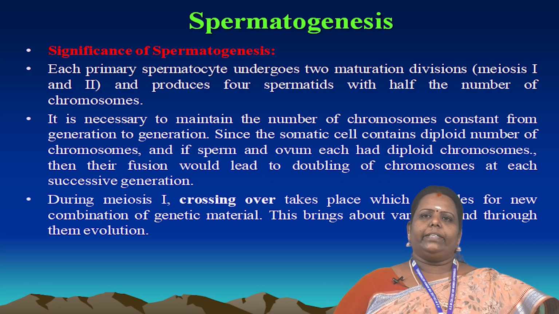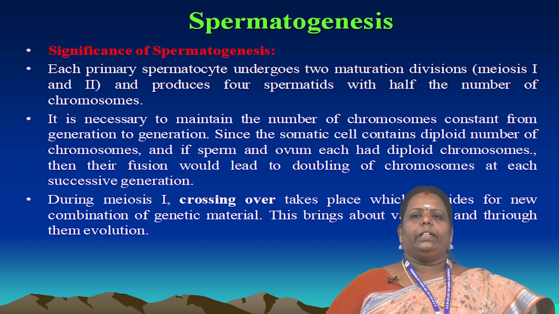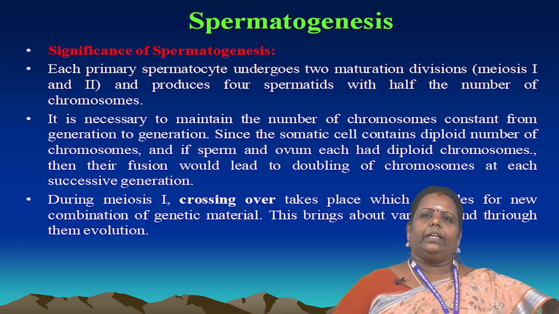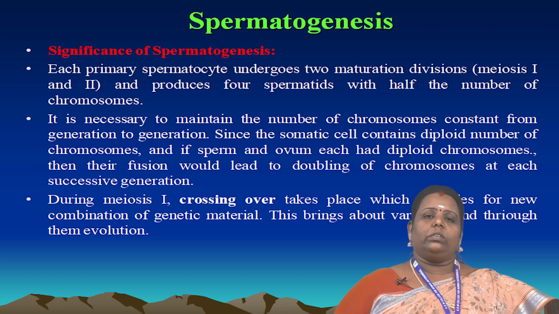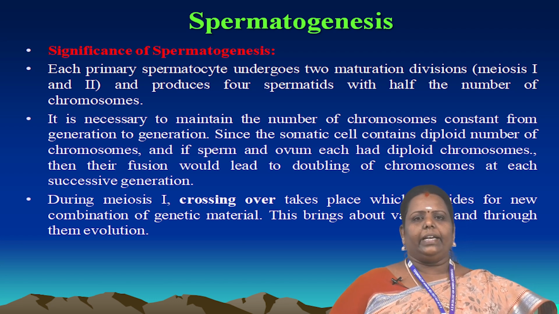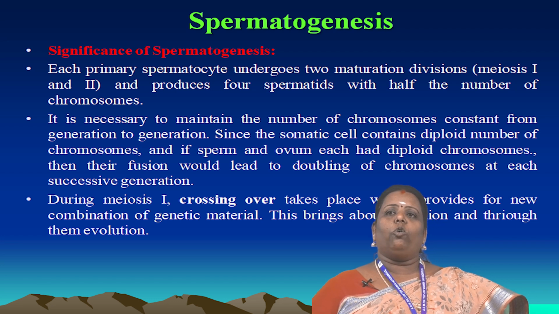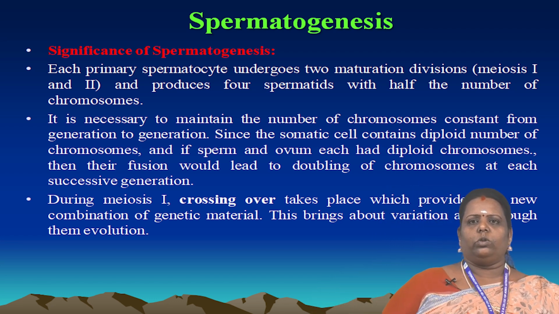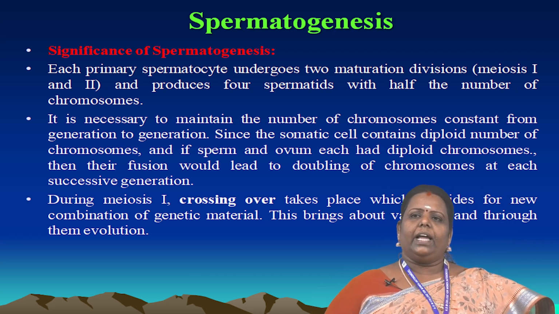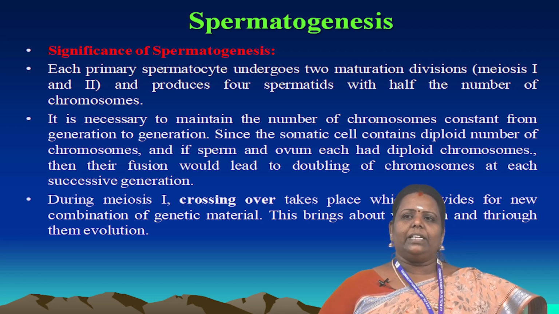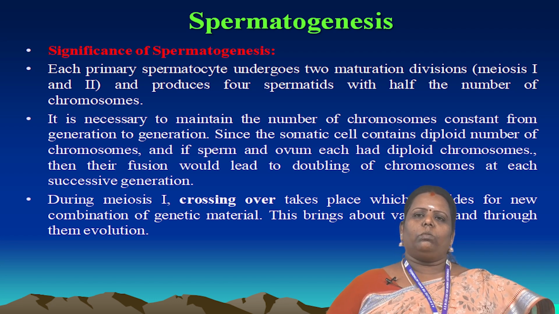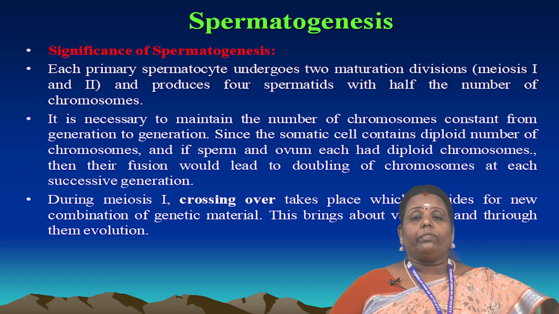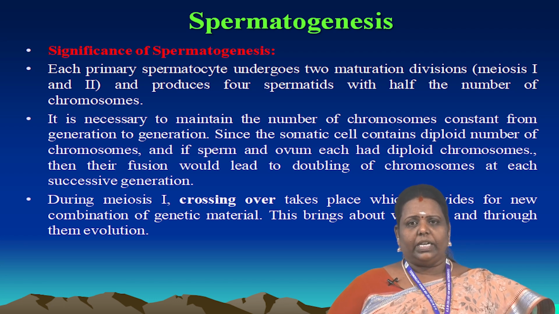After that, in the maturation phase, everything develops. The primary spermatocyte undergoes a maturation division, a meiotic division. Meiotic division is a reduction division, and it produces 4 spermatids with half the number of chromosomes. This is necessary to keep the number of chromosomes constant from generation to generation, since somatic cells contain a diploid number of chromosomes. If the sperm and ovum were diploid, their fusion would double the chromosomes in each successive generation.